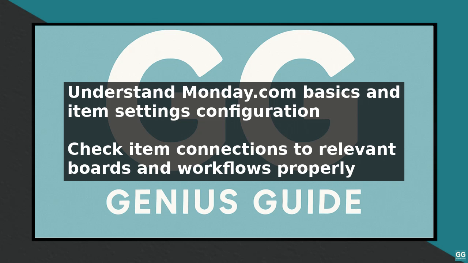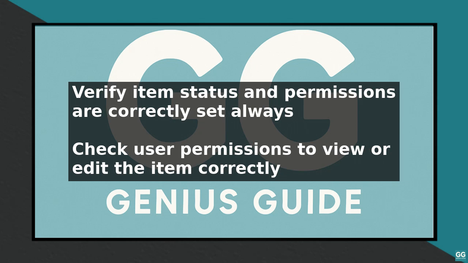Ensure that all necessary fields are filled in and that the item is properly connected to relevant boards and workflows. Next, verify that the item's status and permissions are correctly set. Check if the item is in the correct group or board and if the user has the necessary permissions to view or edit the item.